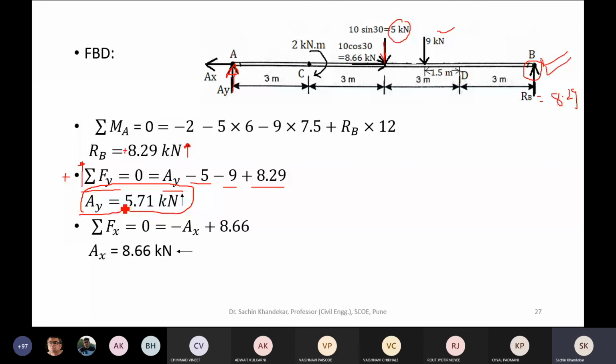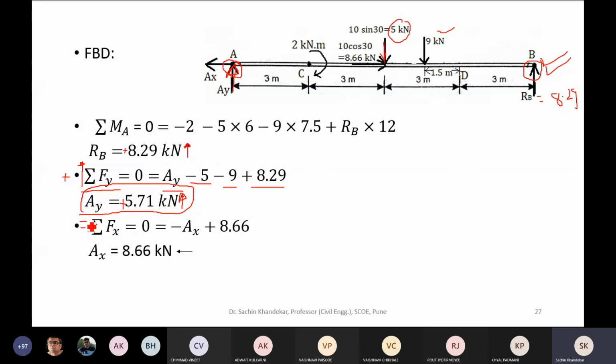Again, after solving for AY, we got plus sign. You can check the calculations at home, after this class. So we got AY with plus sign. What does AY plus sign mean? Our assumed direction of AY is correct, which is vertically upward, and that I have shown here. Then apply summation FX equal to 0.